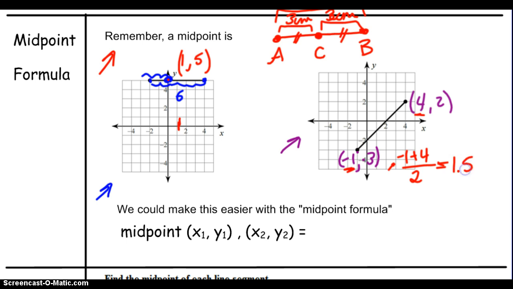So 1.5 for the x direction, my run. And then I also went halfway between the y values, right? So let's do the same thing. Add them together and divide by 2. So -3 plus 2 divided by 2. -3 plus 2 is -1, divided by 2 is -0.5.